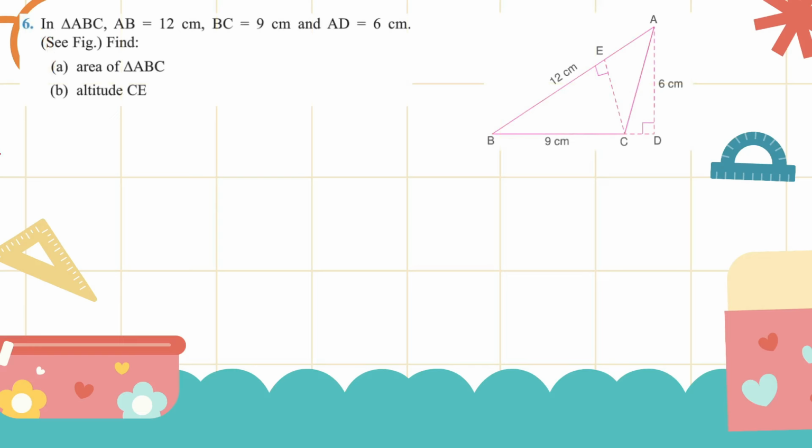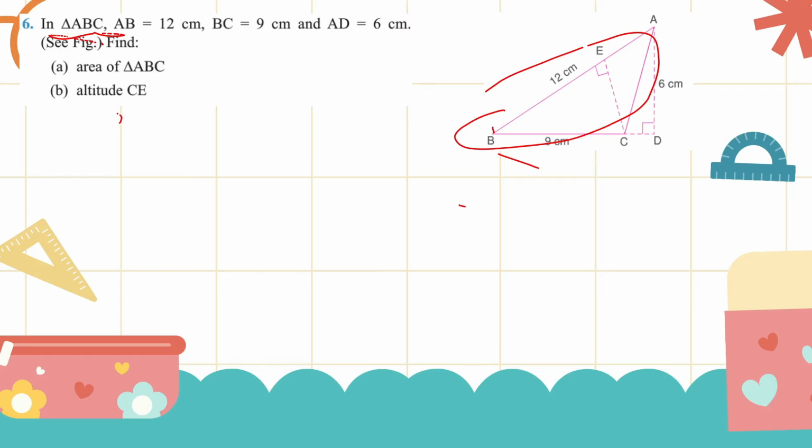So our next sum, the sixth sum, is given in the diagram. What is given in the diagram? In the triangle ABC, the triangle name is given as ABC. AB equals 12 centimeter is given, and then BC equals 9 centimeter is given, and AD equals 6 centimeter.